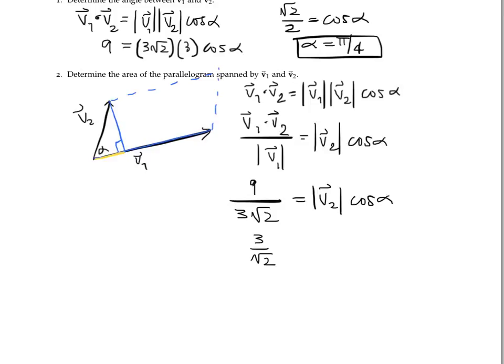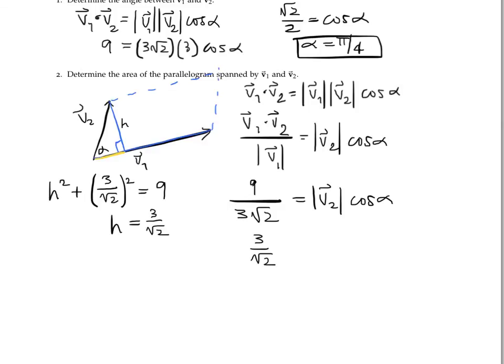So I just used the Pythagorean theorem to say that the height of this right triangle squared plus the base squared, which is 3 over root 2 squared, equals the square of the hypotenuse. And the length of v2 was 3, so the hypotenuse squared was 9. When we solve for h, we end up with 3 over root 2.